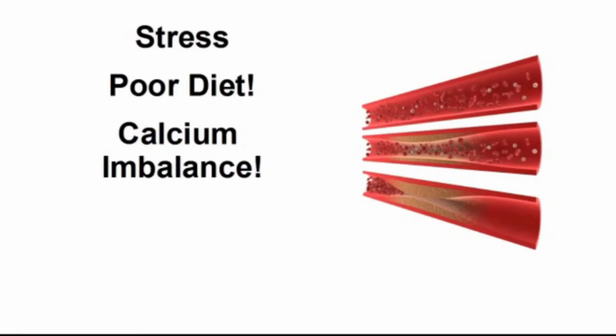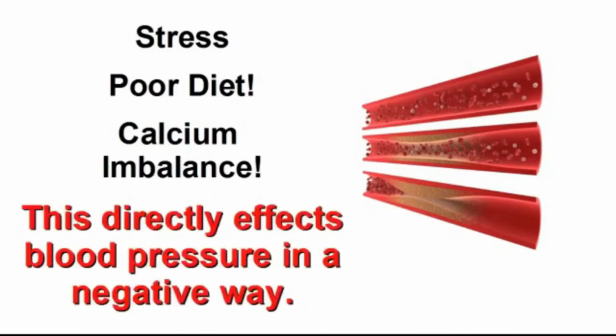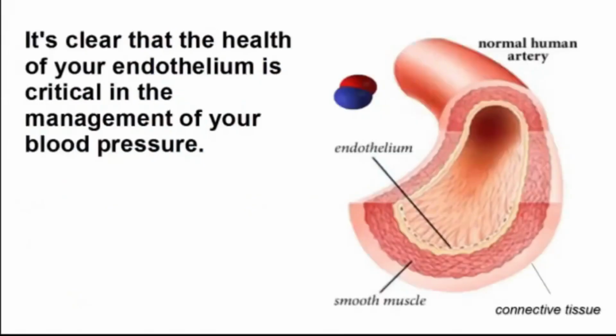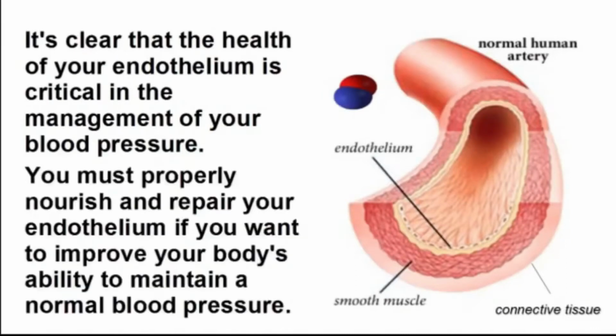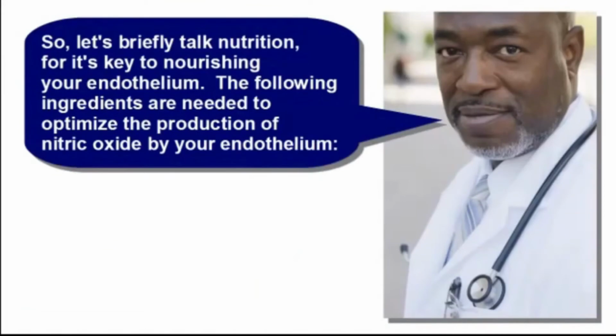A calcium imbalance can move calcium out of your bones and into your vascular system, leading to the calcification of endothelial cells and hardening of the arteries. This directly affects blood pressure in a negative way. It's clear that the health of your endothelium is critical in the management of your blood pressure. You must properly nourish and repair your endothelium if you want to improve your body's ability to maintain a normal blood pressure. So let's briefly talk nutrition, for it's key to nourishing your endothelium.